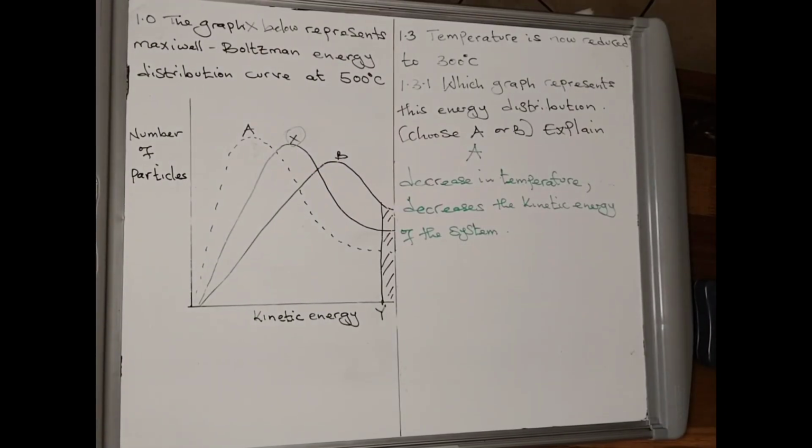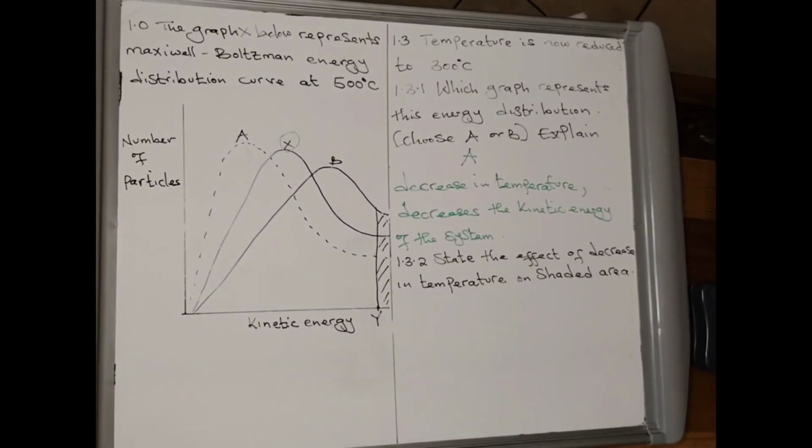Okay. So that is that. The graph is A because when temperature decreases, the kinetic energy of the system decreases. And this graph A represents decrease in kinetic energy. So let us go to the next question.